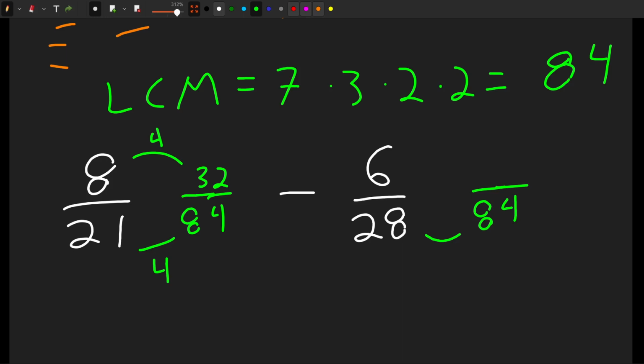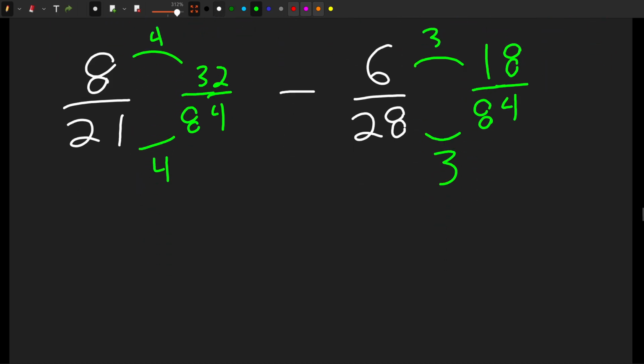This number was 28, so I need to multiply it by 3. I'm going to get 18. It's not every time you see 28 multiplying to 84. 28 times 3, yes, is 84.